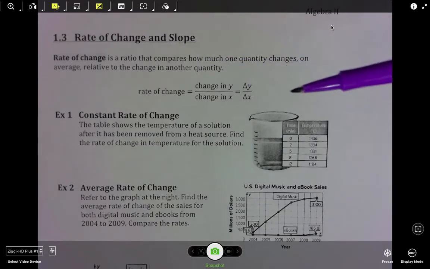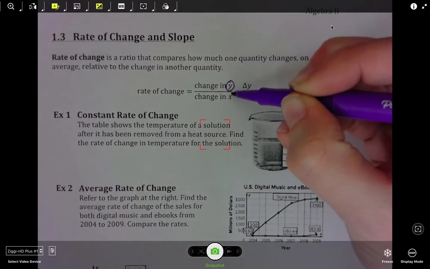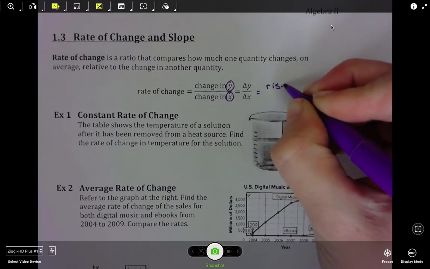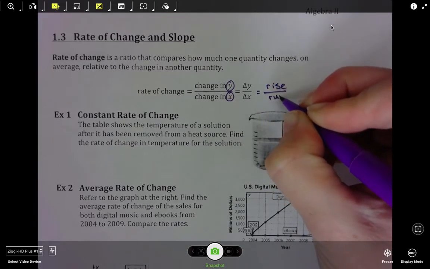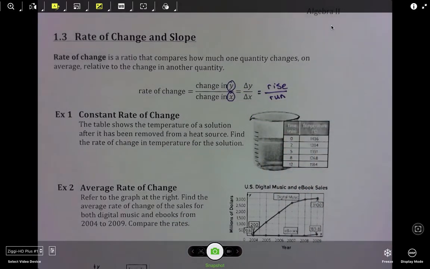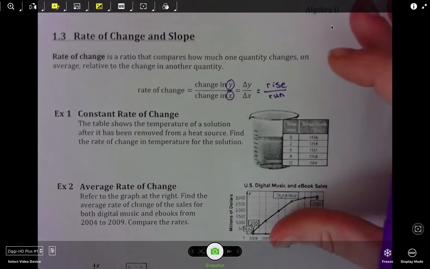And we always represent the rate of change or the slope as the change in y over the change in x. You guys have probably heard that as the rise over the run. The coordinate that rises is the y coordinate, and the coordinate that runs is always the x coordinate, okay? So it's rise over run, or the change in y over the change in x, okay?